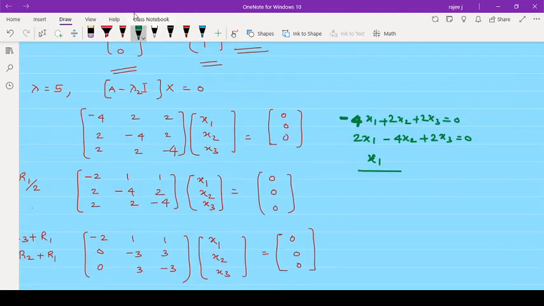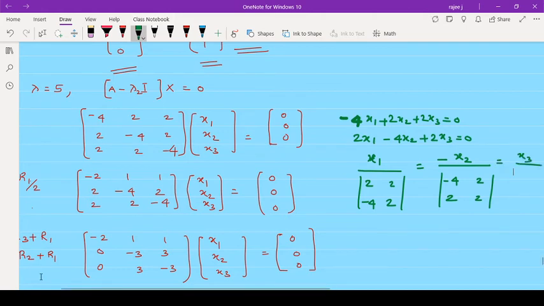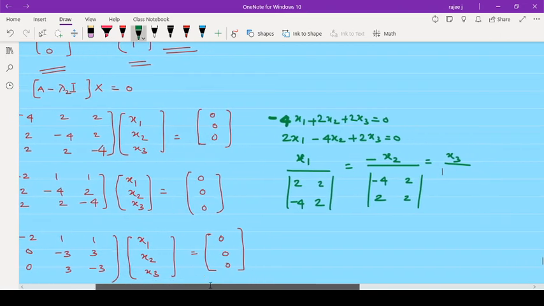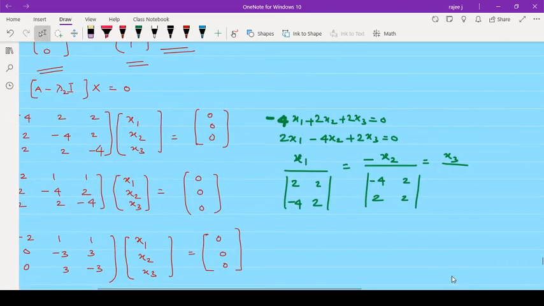So using Cramer's rule, x1 divided by, you need to just take the minor of the other, 2, 2, then minus 4, 2, equal to minus x2 divided by, delete the terms of this x2, take the other 2. So the minor of that is minus 4, 2 and 2, 2 here, equal to x3 divided by, removing terms of x3, remaining it is minus 4, 2 and 2, minus 4.